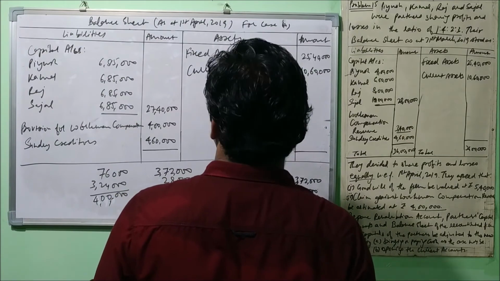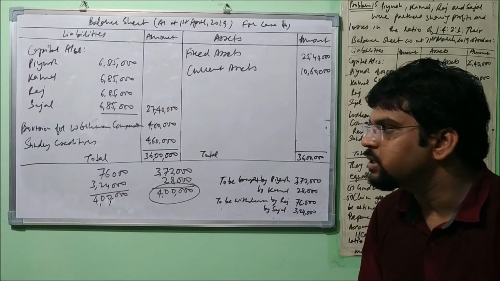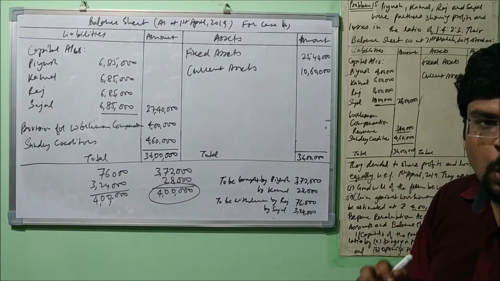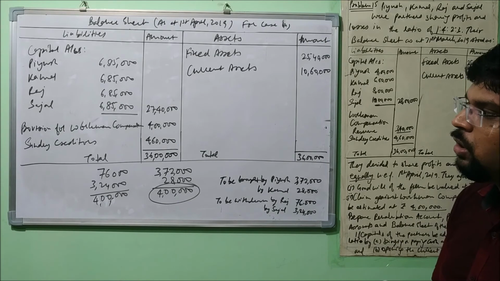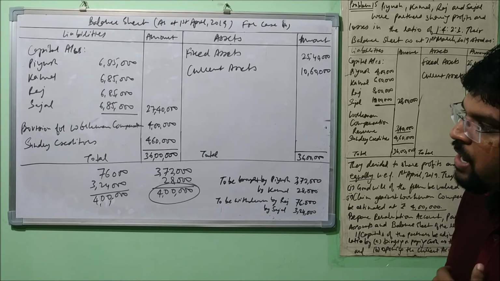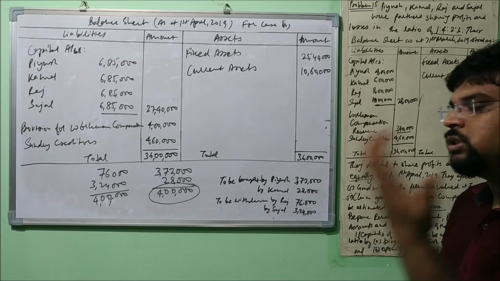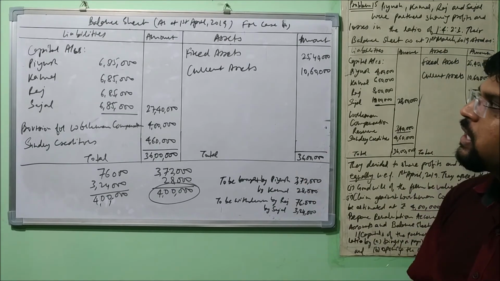Now let's make the total of this. It is same 36 lakh. So this is the way to attempt the question in case of adjustment of capital, where it is specifically mentioned that shortage of required capital has to be compensated by bringing cash, or the surplus will be withdrawn by the partners. Okay, so this was the case A.